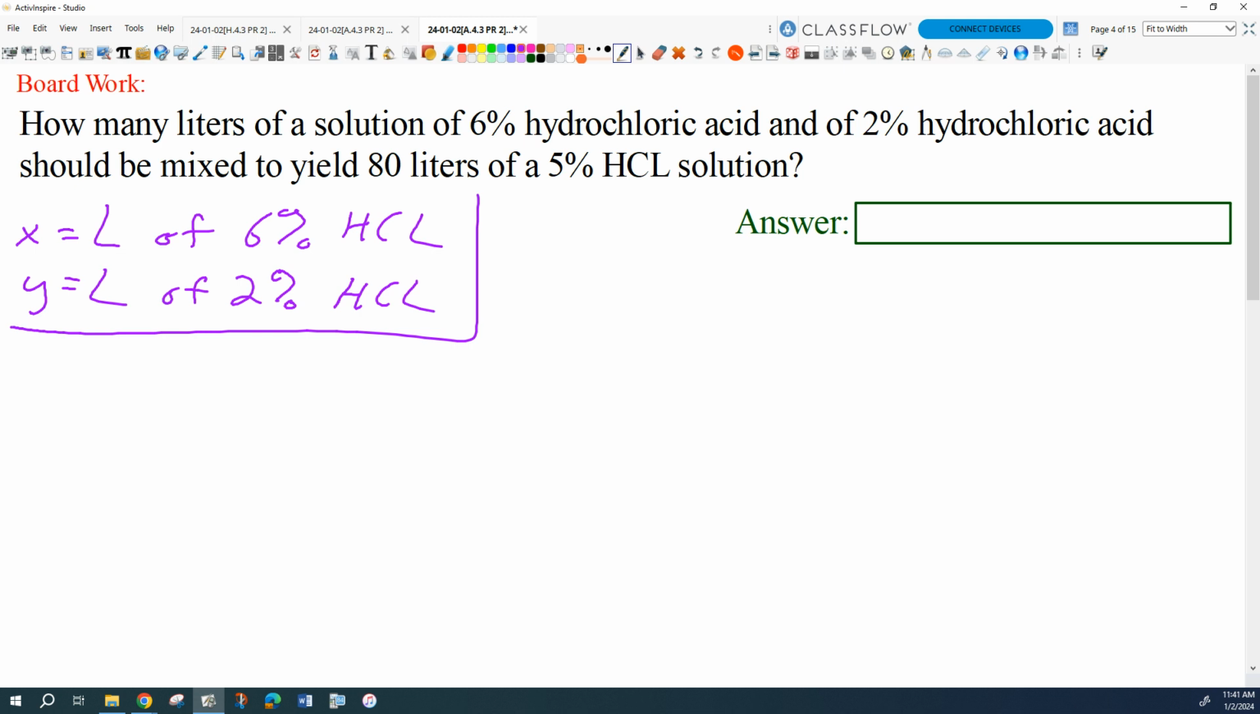Two. Is there a total equation? What's the total? 80, yeah, right? We want 80 liters total, so that means X liters of the first type plus Y liters of the second type has to add up to 80 total liters. So there's one equation. X plus Y equals 80, okay? You guys do the rest. Go. Hop to the boards and try that out.